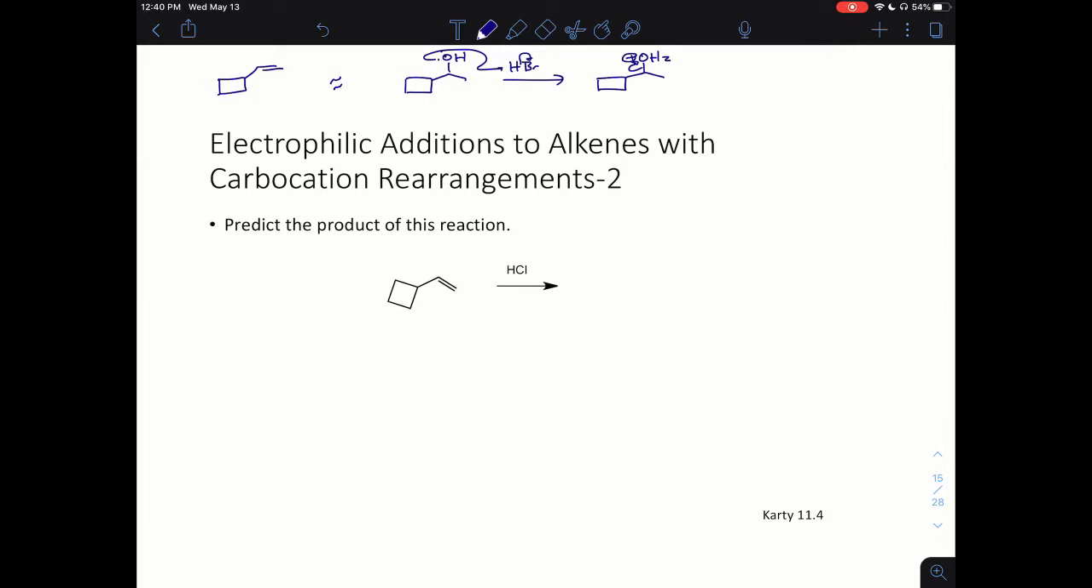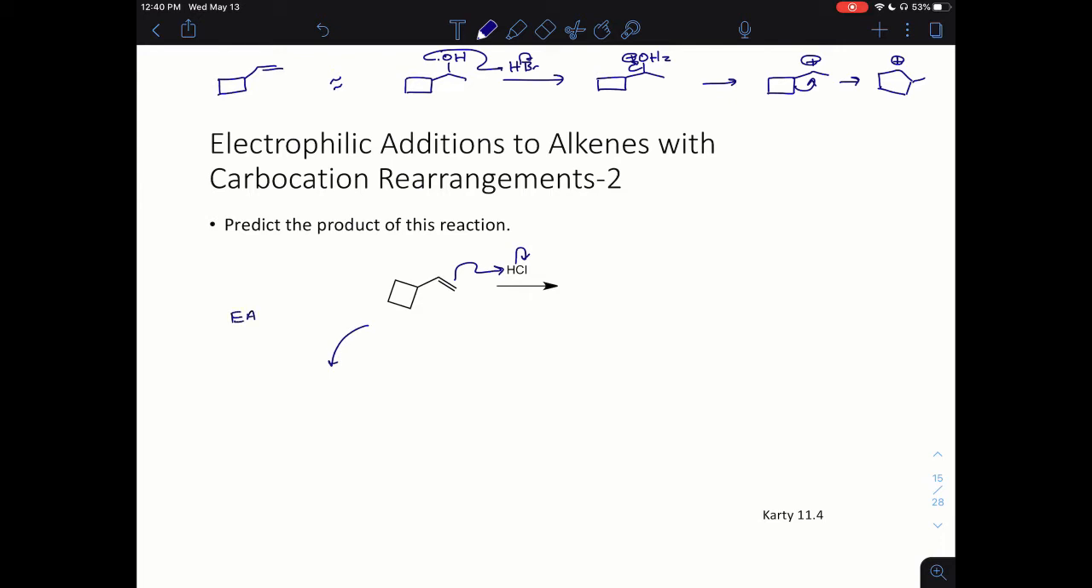Water is a good leaving group. Water leaves. That generates a secondary cation, which ring opens to relieve that wretched ring strain in the four-membered ring and to make this cation. So you recognize that, right? So you knew that we were going to need to consider carbocation rearrangements.